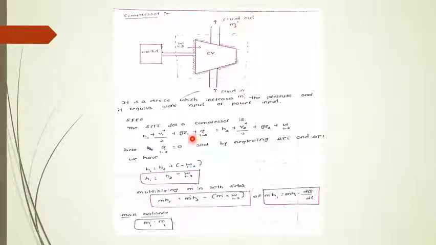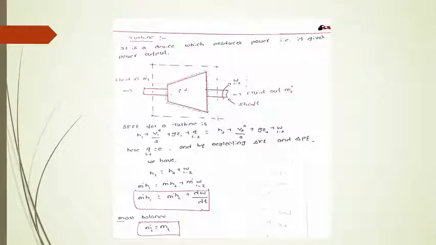Then the remaining equation is h1, the enthalpy at inlet, equals h2 plus or minus w1 to 2, because work is supplied to the system, that is why the work done here is negative. Then the equation for the compressor is h1 equals h2 minus w. Then multiplying m dot on both sides, the equation becomes this, and this is the steady flow energy equation for the compressor.